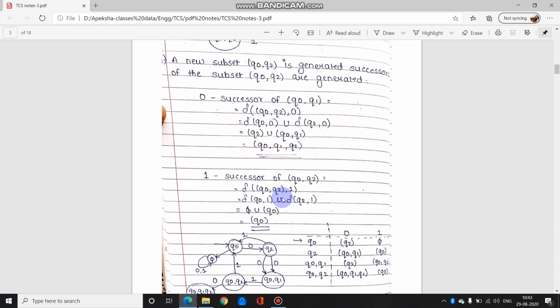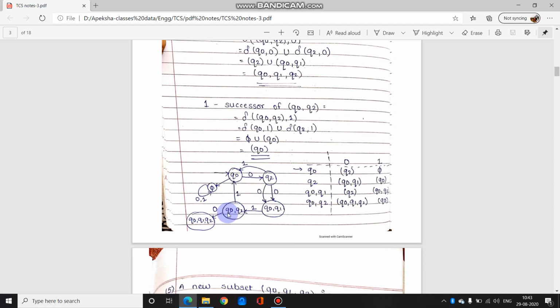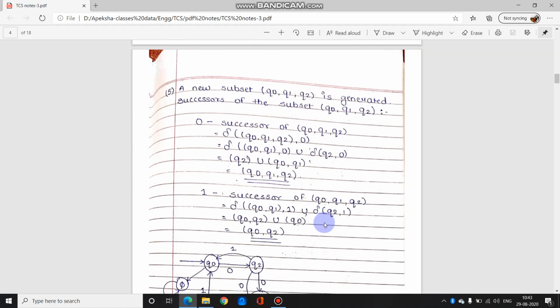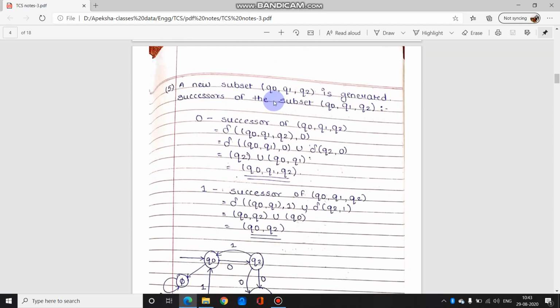So this you will add to the diagram over here: if 0 comes on Q0 Q2, you are getting these 3 states; if 1 comes, you are going back to Q0. So we explored this state, and on exploring it we got a new subset, that is Q0 Q1 and Q2. So the next state we analyze or process is Q0, Q1 and Q2.